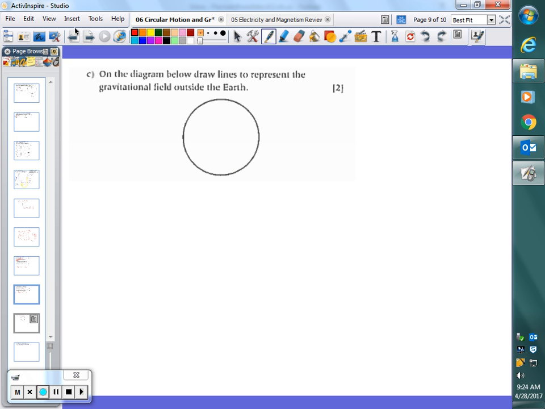It says on the diagram below, draw lines to represent the gravitational field outside of Earth. There's two ways that you can do this, all right? It's worth 2 points, so you're gonna have to do 2 things, all right? The way that they did this in the book is the following. Okay?